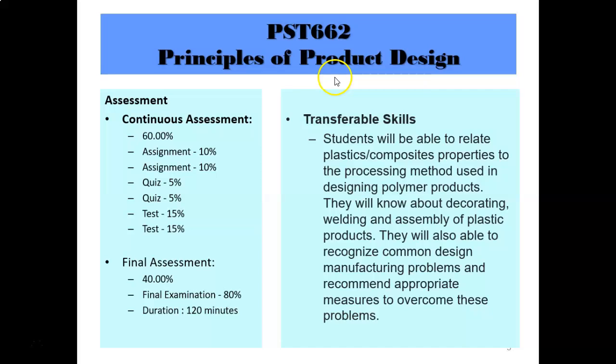So basically, PST 662 will enable the student to relate the plastic or composite properties to the processing method used in designing polymer product. Students will know about decorating, welding, and assembly of plastic product. They will also be able to recognize common design manufacturing problems and recommend appropriate measures to overcome these problems.